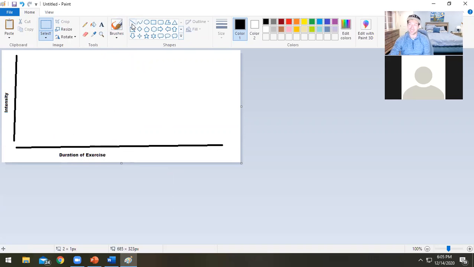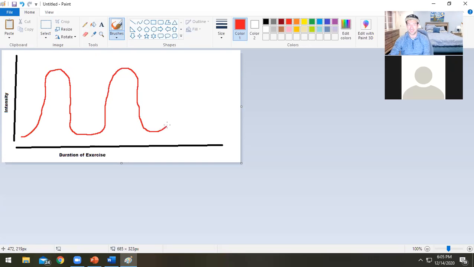If I take lots of rest, we'll say that's the red line here. That means my intensity can be really high, and because I'm resting so much, I can recover fully and work really hard again, getting all the way back up on intensity. I can go back and forth like this. Whereas if I take very little rest, it's almost an even distribution here.